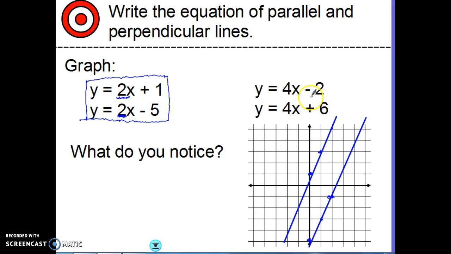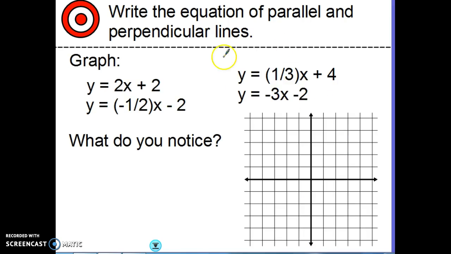If I were to graph these ones, we would notice the same thing, that these ones are parallel to each other because they have the same slope. So lines that have the same slope are parallel to each other.